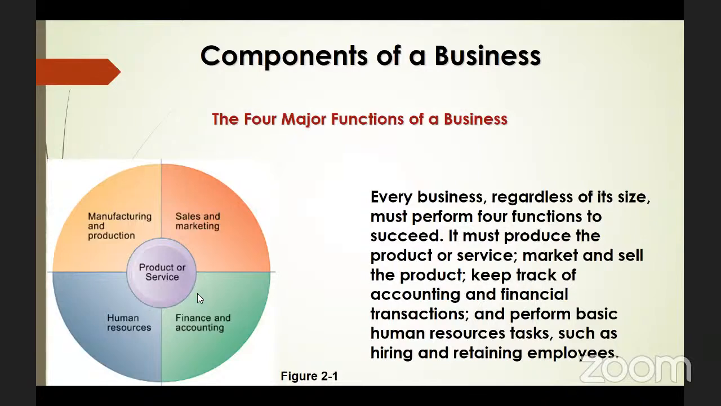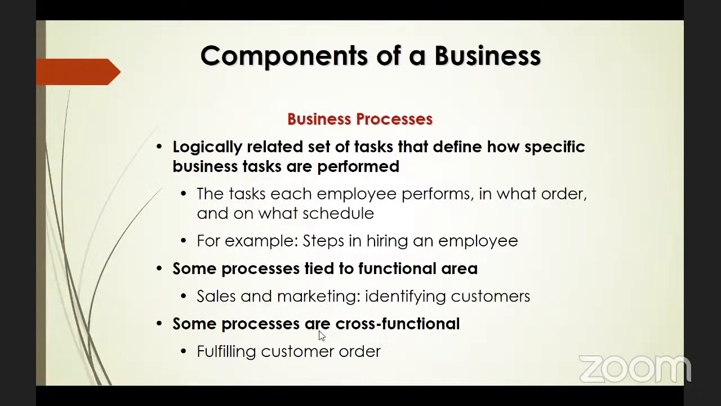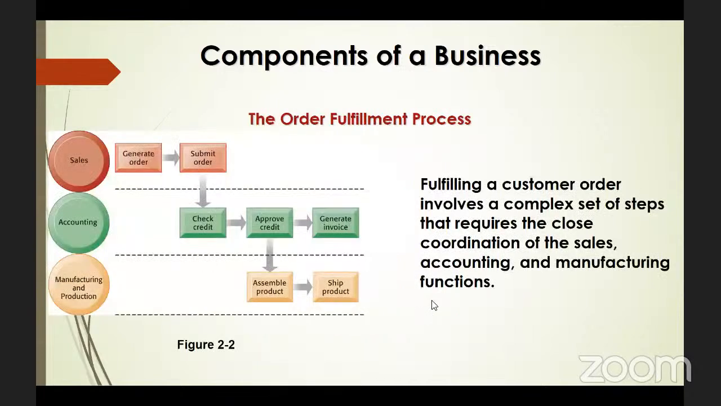Like we had these 4 functional areas. Some business processes are only in one functional area, and some are in more than one. So we're going to show an example of how fulfilling a customer order is cross-functional. For example, here's the order fulfillment process. It depends on the business. This is one example. It could be in a place that's manufacturing something that they're selling.